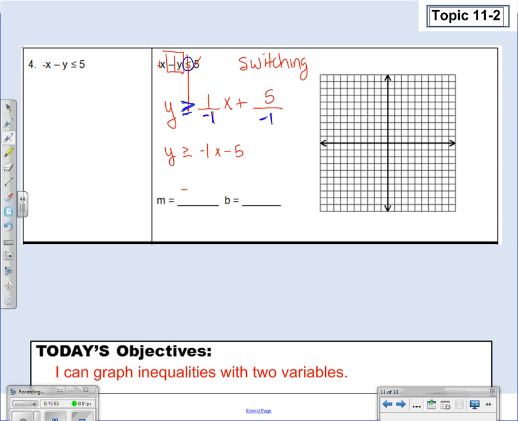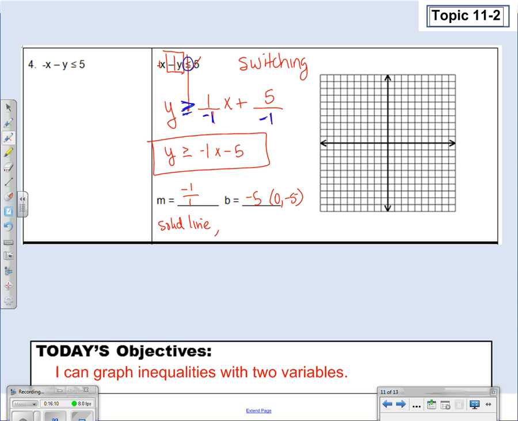Our slope is -1. I'm going to write it over 1 so I know how it moves. And our y-intercept is -5. That's our beginning point of 0, -5. This is an inequality. It has a line underneath, so we have a solid line.